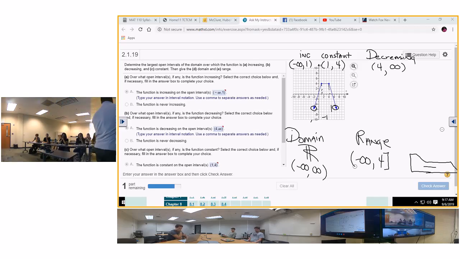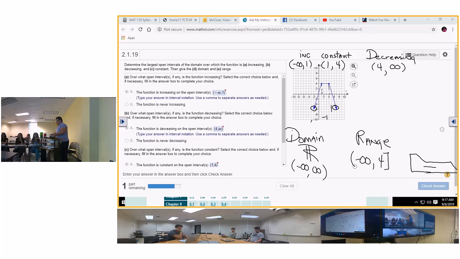Generally, increasing and decreasing does not include brackets. Now, I don't know what they're going to ask, but I think that's pretty much all you can say there. Let's see what they're asking, increasing, decreasing, domain and range. So that's negative infinity to 1. There it is right there. 4 to infinity is decreasing, and 1 to 4 is constant.